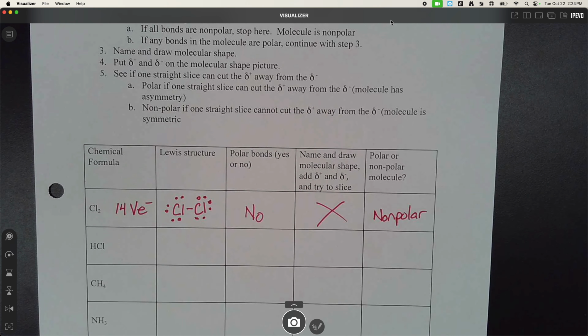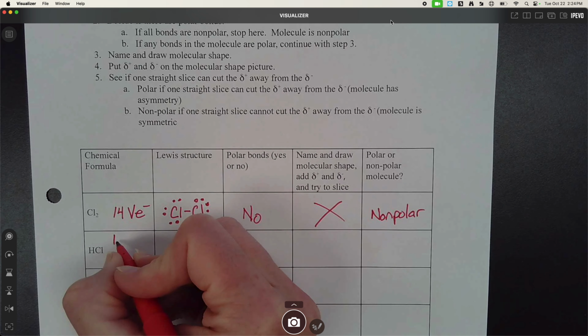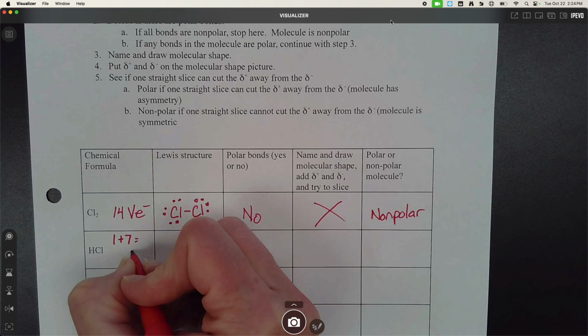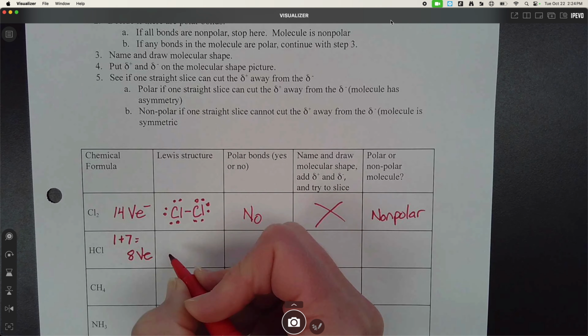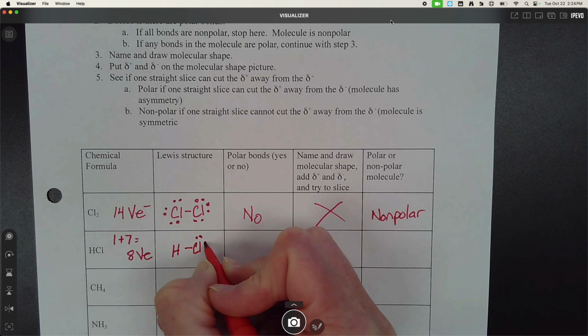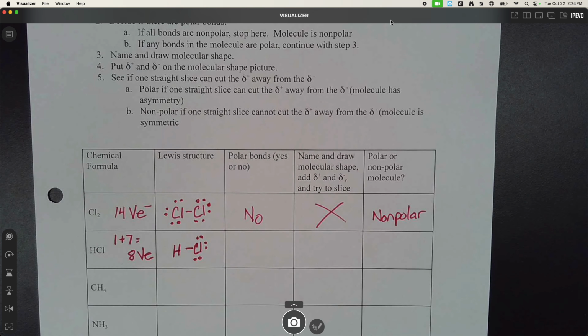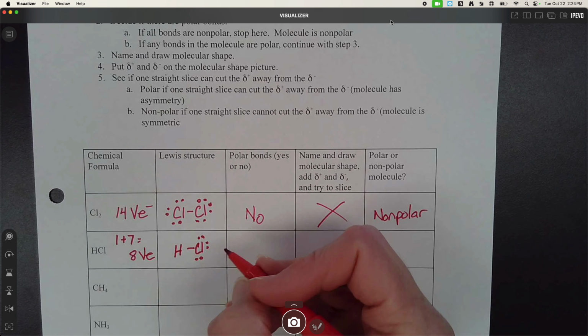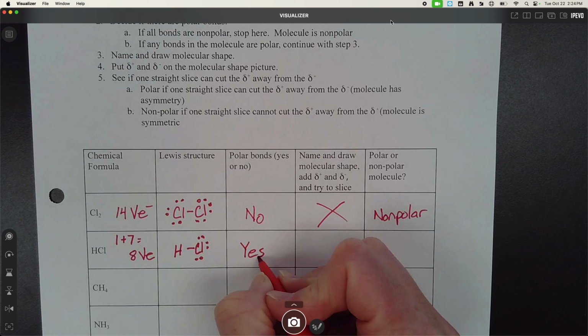By contrast, HCl, with its 8 valence electrons, is a molecule that's going to have ends. The two sides of the molecule don't look the same. If I check on the electronegativity difference between hydrogen and chlorine, I find out that that difference is large enough that this is going to be a polar bond. So it has polar bonds.